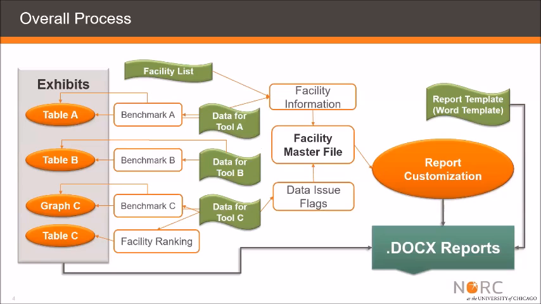So a little busy, but the overall process is that we have a master facility file. We use that to create data issue flags, and that's how we're able to customize our reports. We have 3 different data tools, which turn into different benchmarks and a ranking that we create, and all those go into different exhibits. Going back to the right side of the screen, the master facility file and the data issue flags all help us with the report customization, which then goes into separate Word documents for each facility.